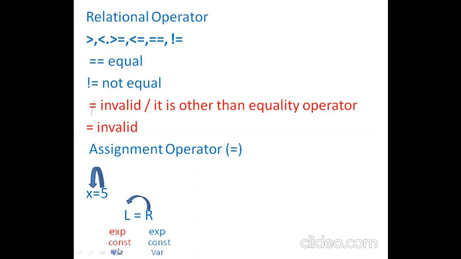Likewise, if the left hand side is a variable, that is valid. If the right hand side is a variable, that is valid. So on the right hand side anything is allowed. Maybe an expression, maybe a constant, maybe a variable. But on the left hand side only a variable is allowed. No constant, no expression is allowed.